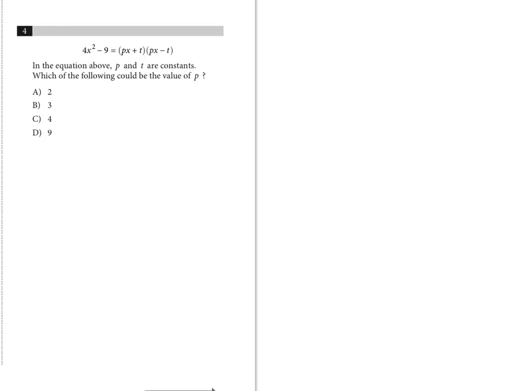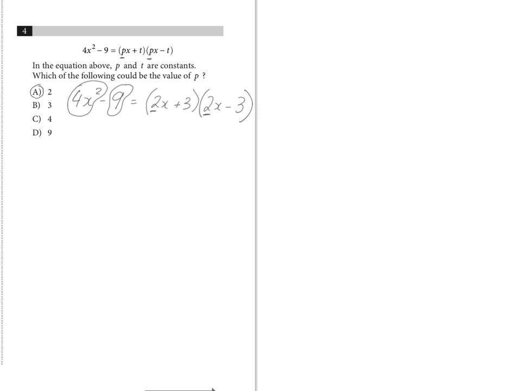Question 4 asks, in the equation above, P and T are constants. Which of the following could be the value of P? Well, 4x squared minus 9 is a difference of squares, and that will always factor as follows. You'll take the square root of this entire first term, which is going to be 2x, and then plus the square root of this term, which is 3. And then we repeat, but with a minus sign. 2x minus 3. So P is this one right here, the 2, because it's in the same place as the P up there. And so the answer is A.